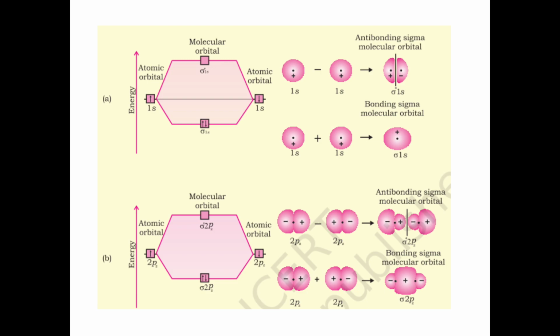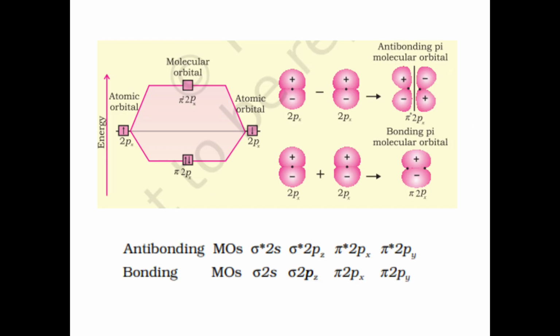It is the bonding molecular orbital of sigma 1s, sigma 1s star. This is sigma 2pz and sigma 2pz star. This is pi 2px, pi 2py. Now pi 2px, and this is pi star 2px.